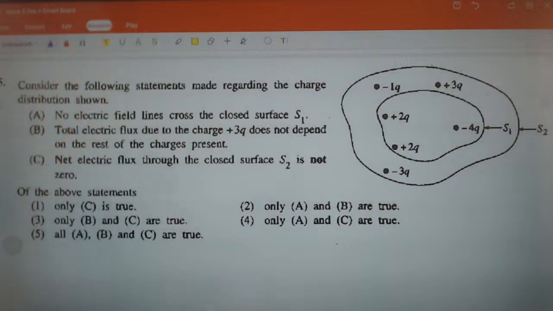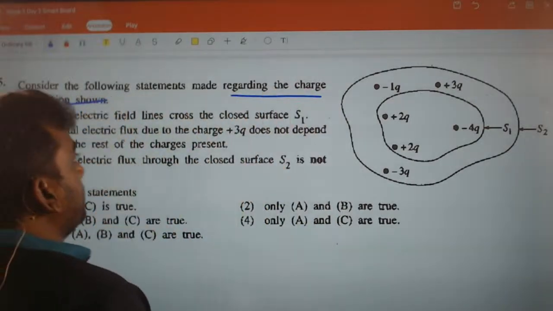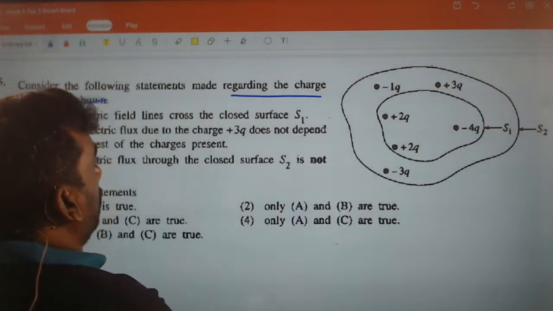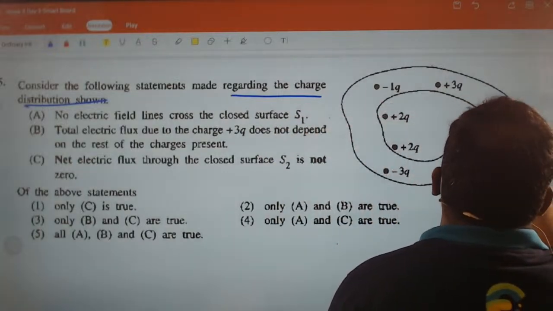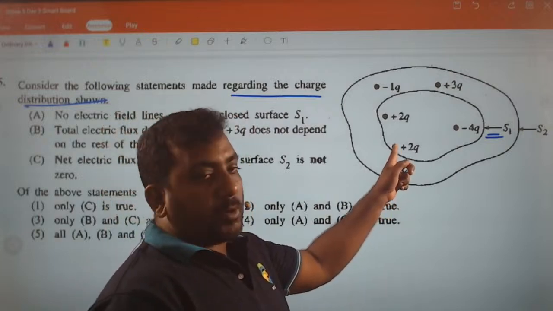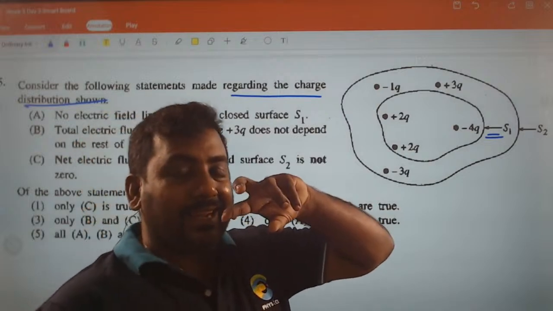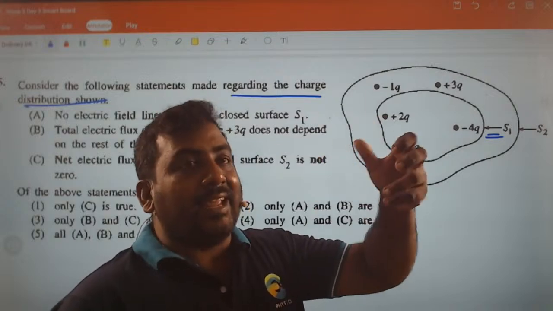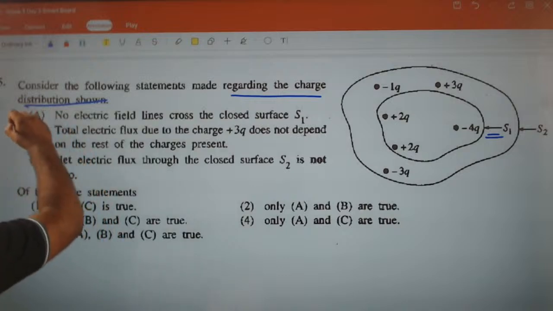Consider the following statements made regarding the charge distribution shown. Statement A: No electric field lines cross the closed surface S1. Is that true or false? False. From the positive charge, field lines will go out. For the negative charge, field lines will come in. The net flux is 0. That means the number of field lines going out equals the number of field lines coming in. So this statement is wrong.